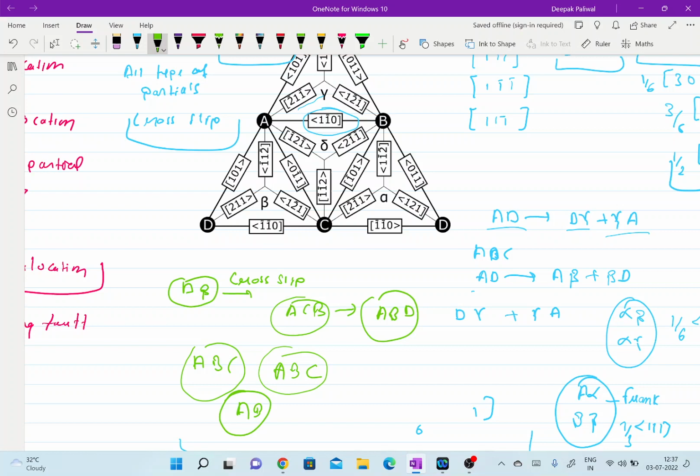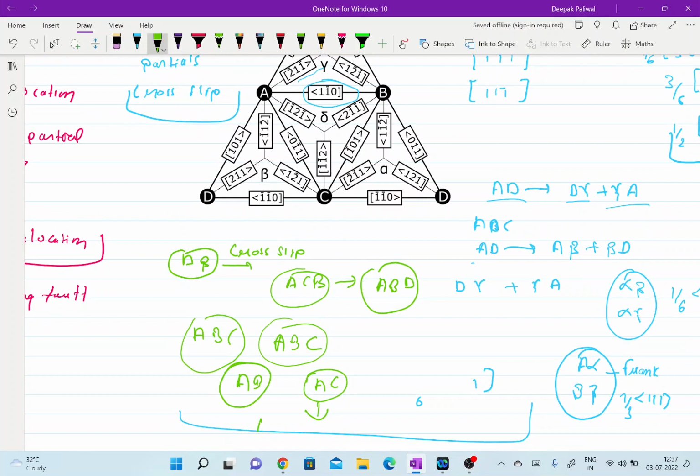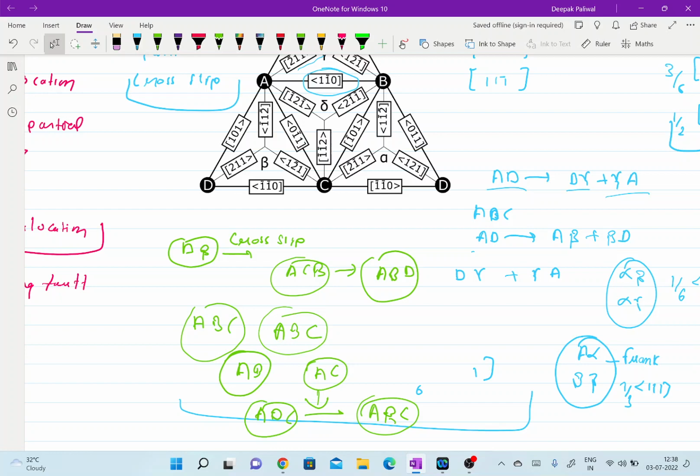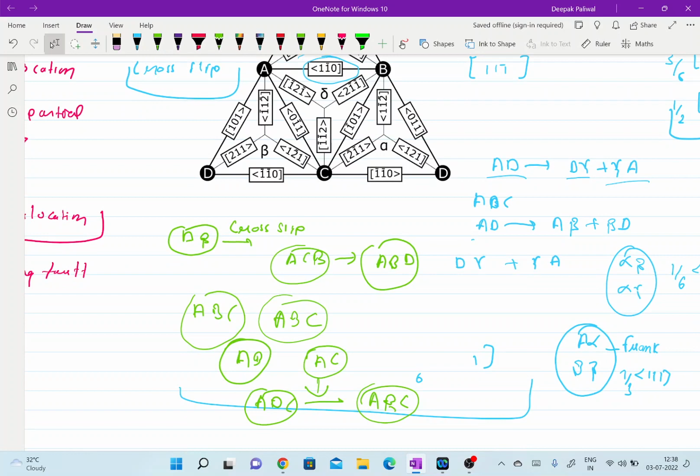Again, if I take the example of the AC dislocation, it can cross slip from the ADC plane to the ABC plane, because there is a common line vector between these two planes. So with the help of the Thompson tetrahedron, we can understand cross slip as well.